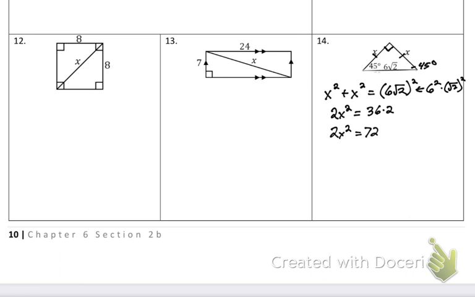All right, now we divide both sides by 2. And we'll have x squared equals 36. We're going to take the square root of both sides, and we're going to come up with x equals 6.